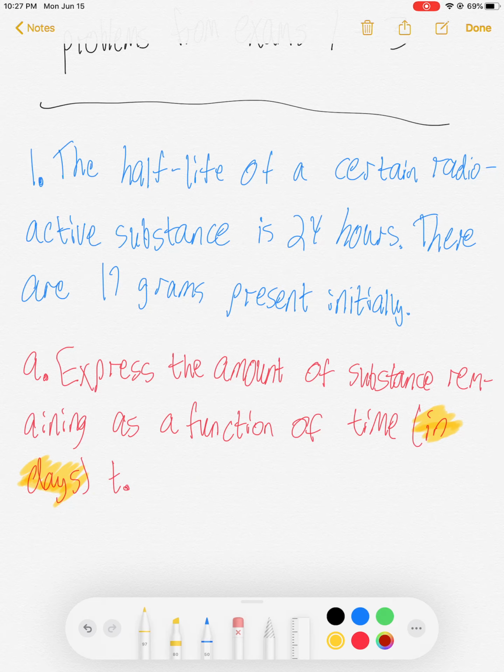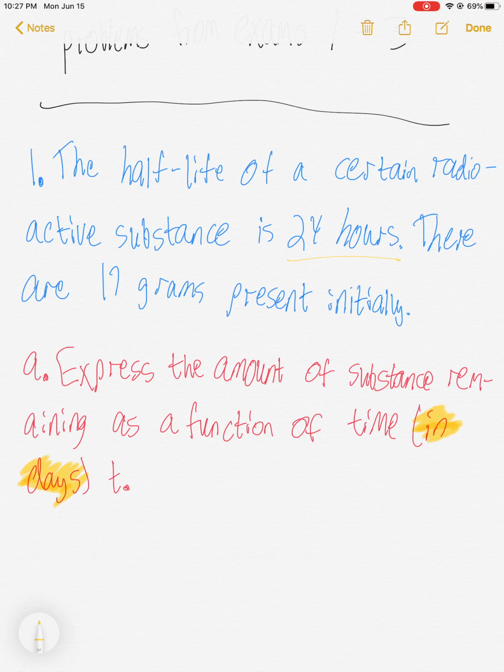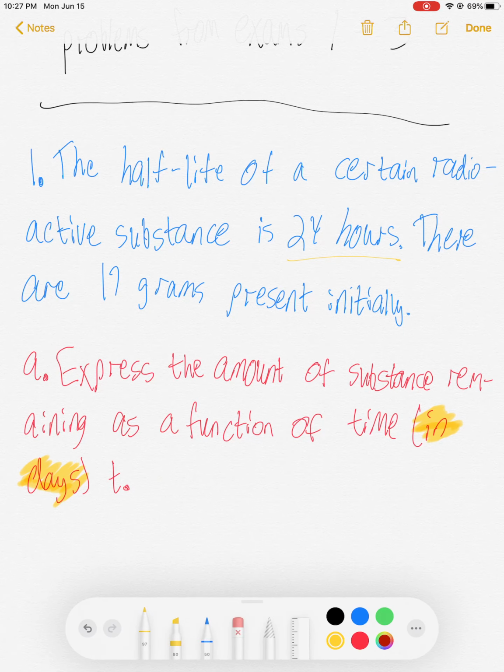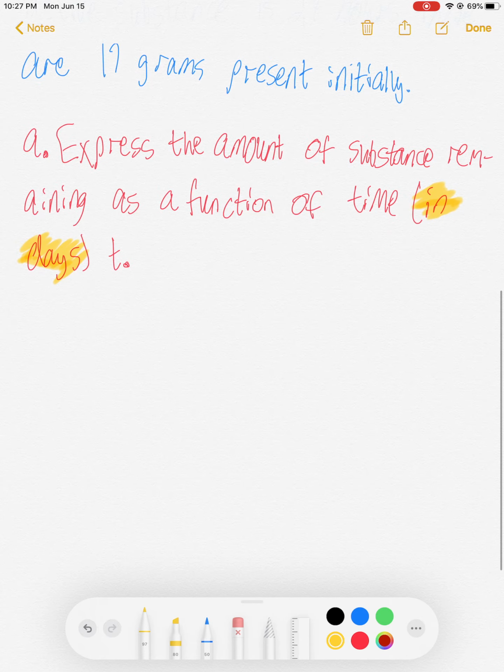So let me emphasize again. Let me try out this highlighter. In days. Oh, look at that. Isn't that nifty? In days, okay? So that's an easy place, especially on a take-home or an online exam where it's difficult to get partial credit, to make a small mistake, because we are given time in hours in the initial problem. So we're going to have to make a slight conversion there. Thankfully, 24 hours in 1 day is a fairly straightforward conversion.